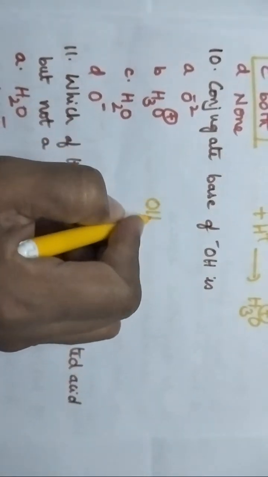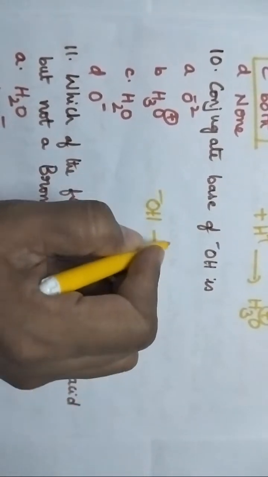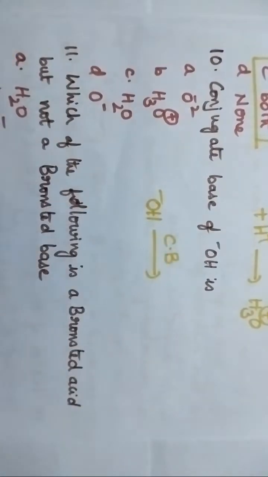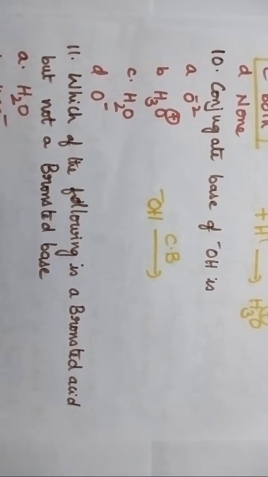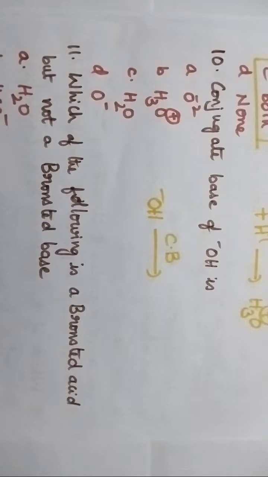Clear? Now tell me what is the conjugate base of OH minus. So when you are supposed to identify the conjugate base, what you are supposed to do? Conjugate base means what you are supposed to do?